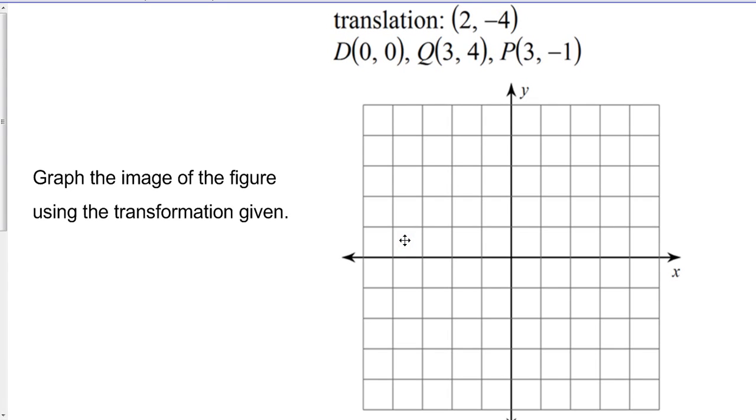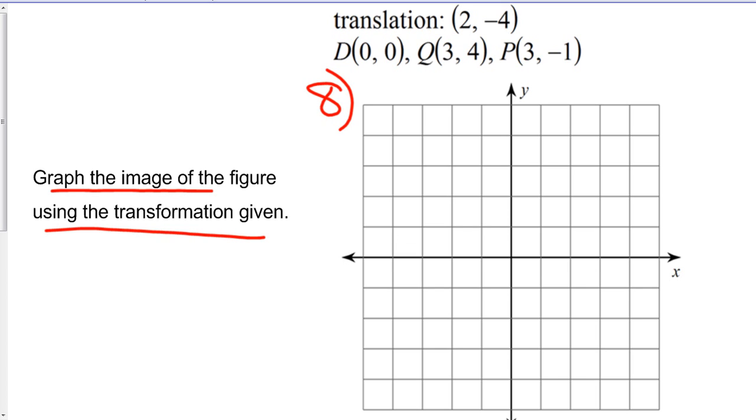Okay, here's your video for the Geometry SLO Review Worksheet number 14, Transformations in the Coordinate Plane. This is problem number 8 for you guys. Our directions say graph the image of the figure using the transformation given. Okay, no problem. Here's what we have to do.